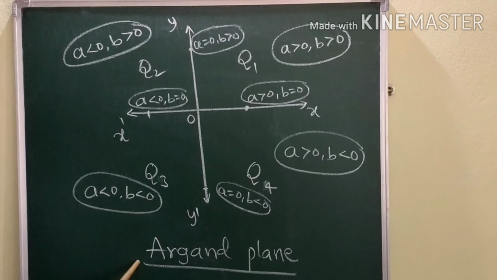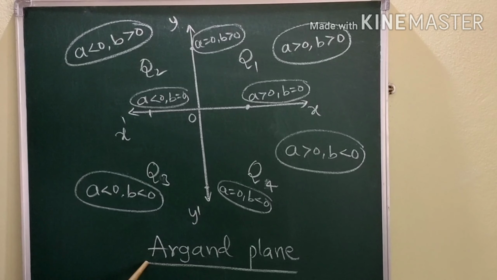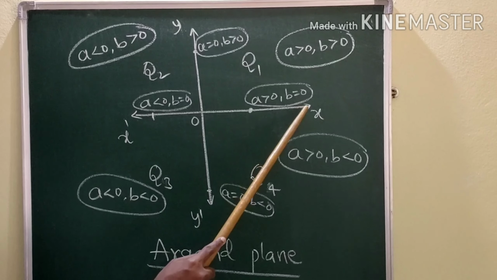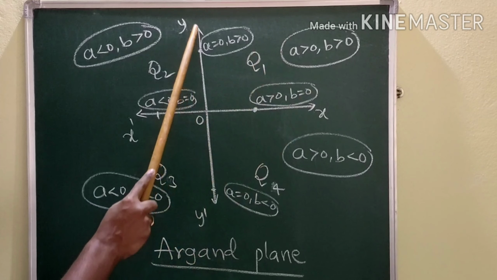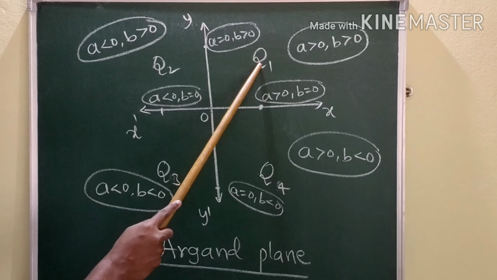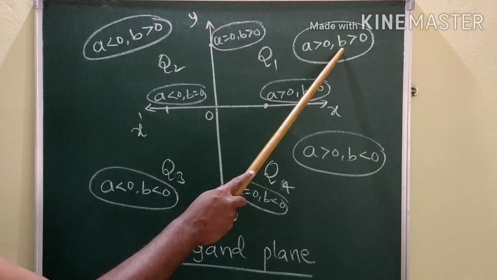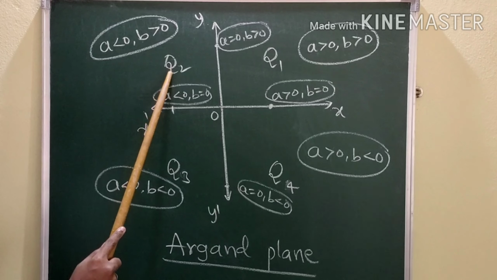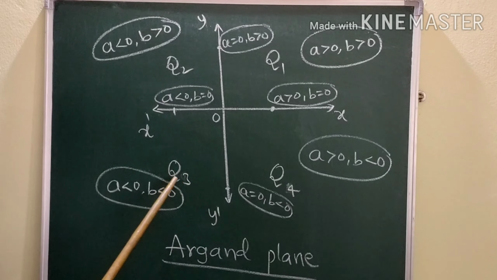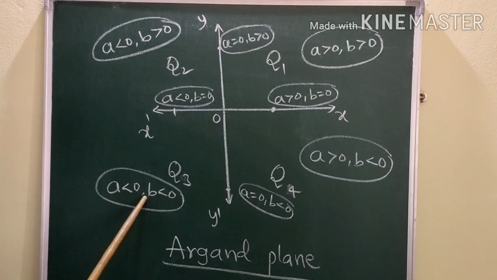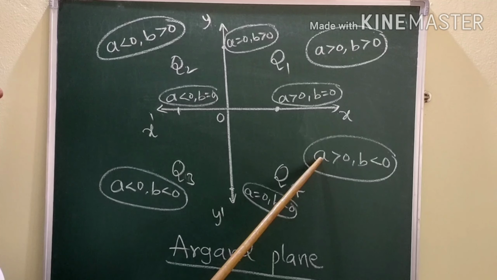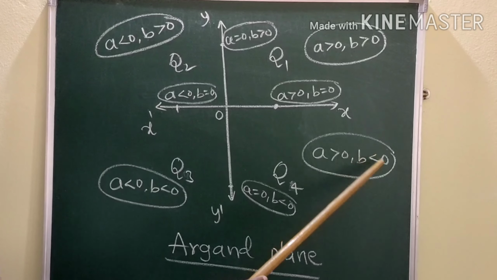Now let us discuss the Argand plane, that is, the graphical representation of a complex number. Here the x-axis is the real axis and the y-axis is the imaginary axis. In the first quadrant, a and b are positive. In the second quadrant, a is negative and b is positive. In the third quadrant, a and b are both negative, whereas in the fourth quadrant, a is positive and b is negative.